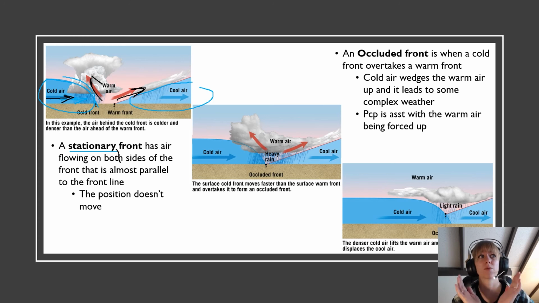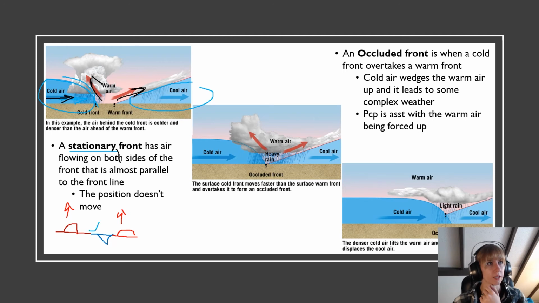And it will not move. For this, you will have a symbol that looks like this, meaning the warm front is going this way and the cold front is going this way. So they're kind of stuck. Nothing's moving. They're staying in one spot and it's just causing a lot of rain.